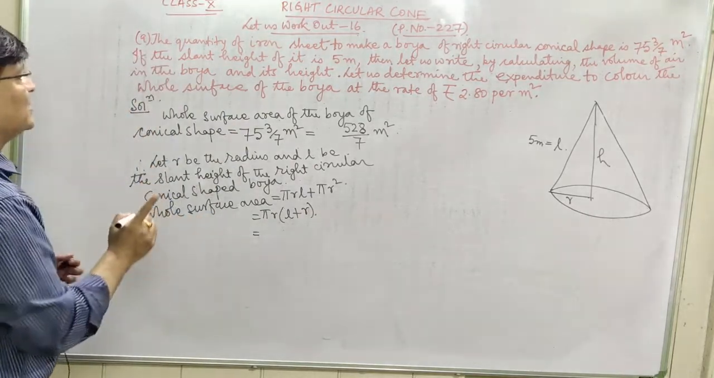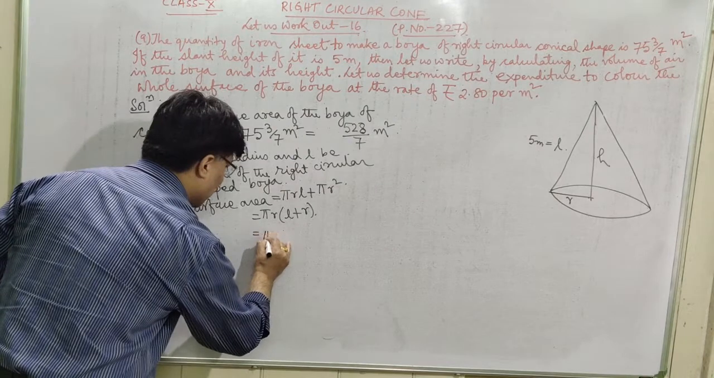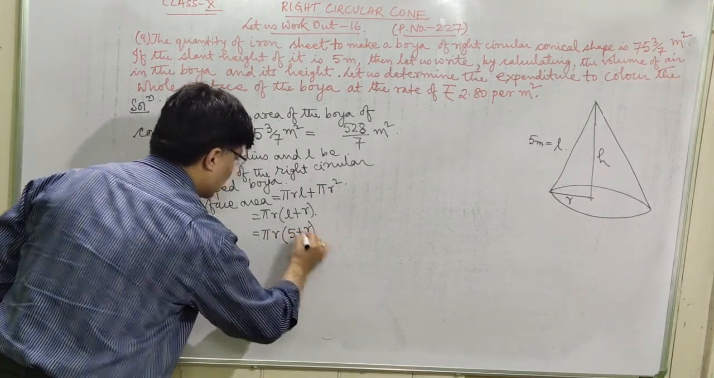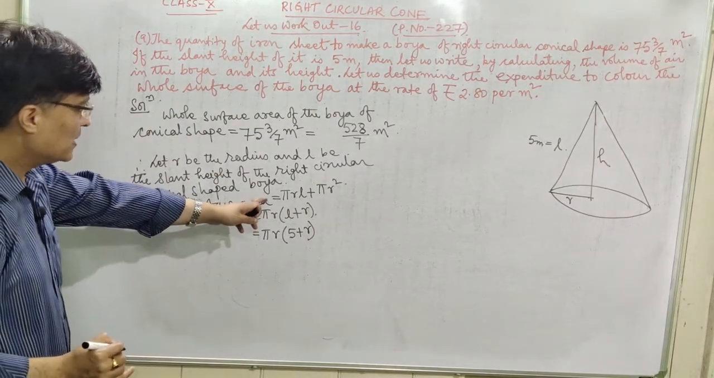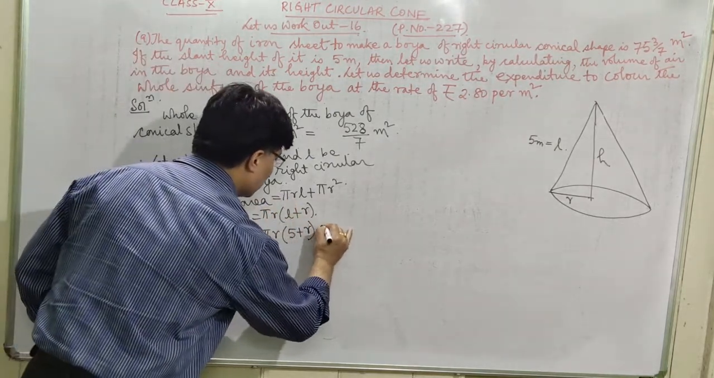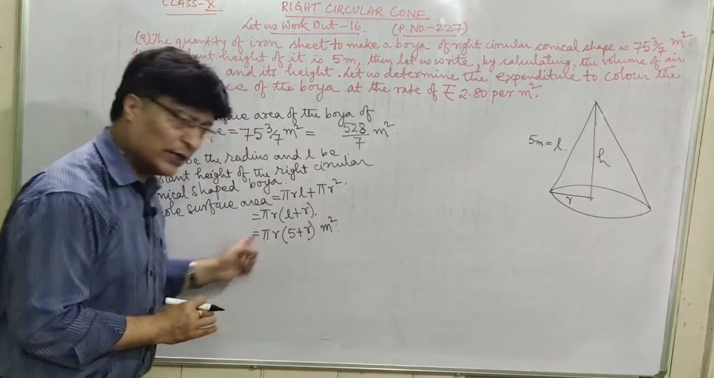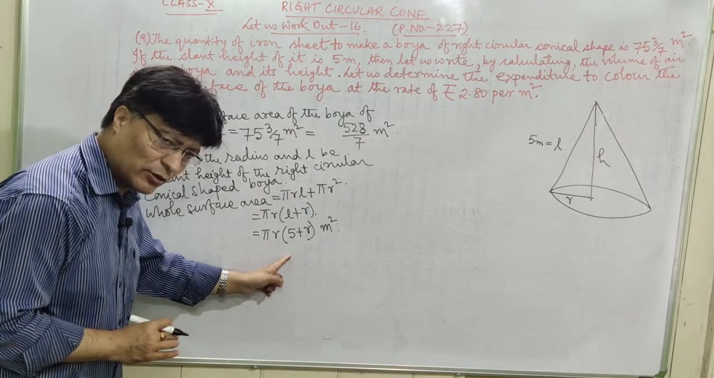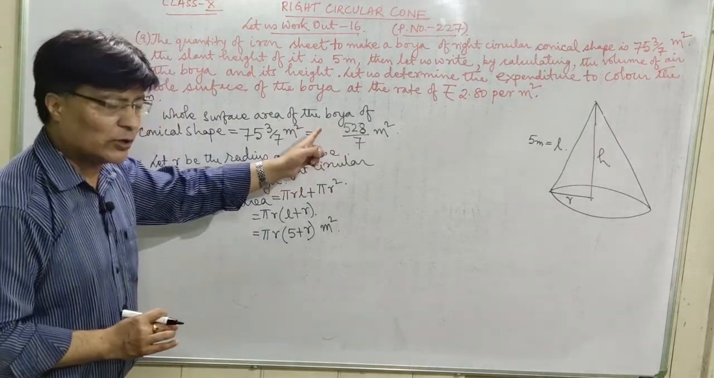Now we know the slant height here. What is the slant height? It is given as 5 meter. So it is pi r within bracket 5 plus r. Pi r within bracket, L is slant height, that is 5 plus r. What is the unit here? It is meter square. So this is the formula, this is the whole surface area of the right circular conical shape boya.